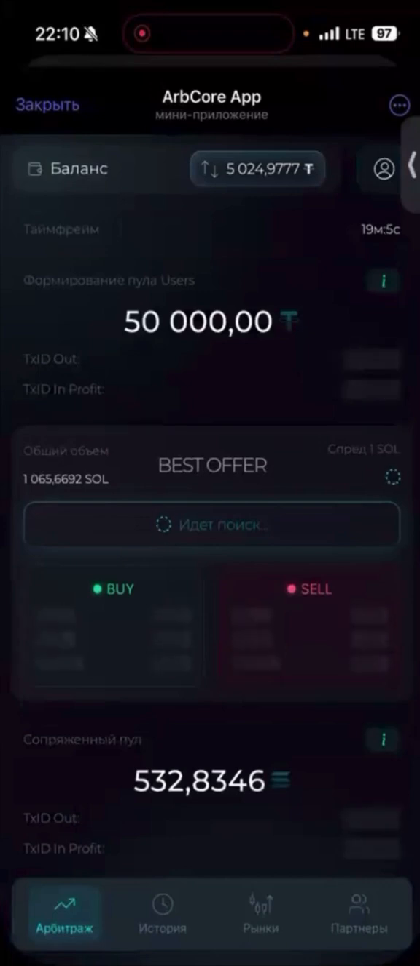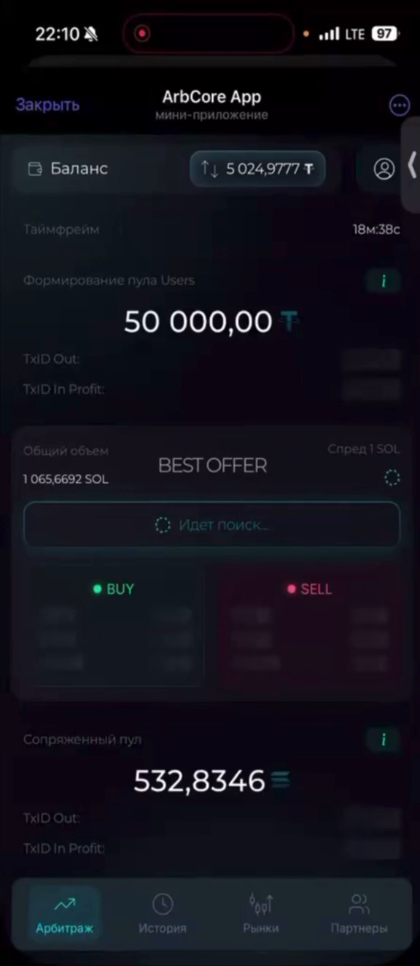I'll now show you the main screen, that is, what people see. On the main screen you see in real time how the arbitrage transaction takes place. The company's product is as simple as possible. We all understand how arbitrage works. We buy Bitcoin cheaper on one exchange and sell it more expensive on another. This difference is called the spread, and this is how the company earns.